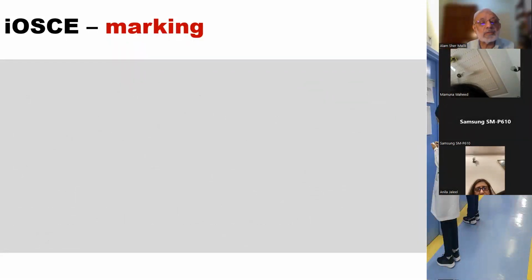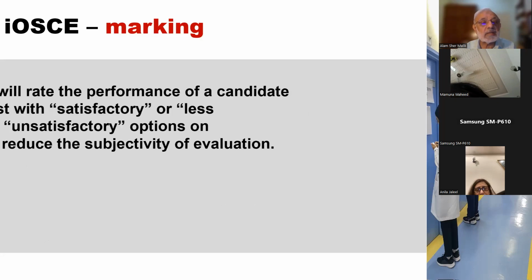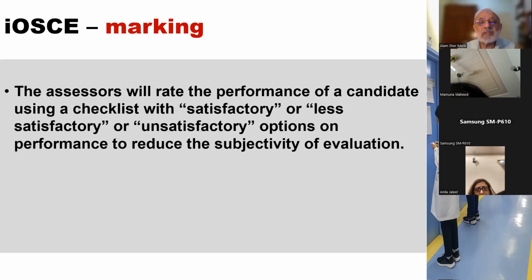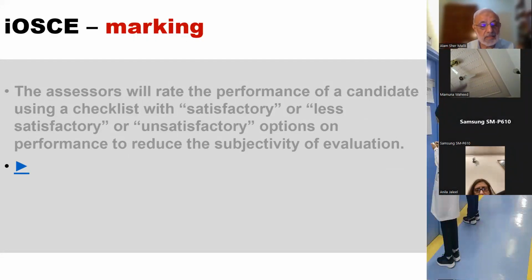How are integrated OSCEs marked? The assessors will rate the performance of a candidate using a checklist with satisfactory or less satisfactory or unsatisfactory options on performance to reduce the subjectivity of evaluation. Here is an example.